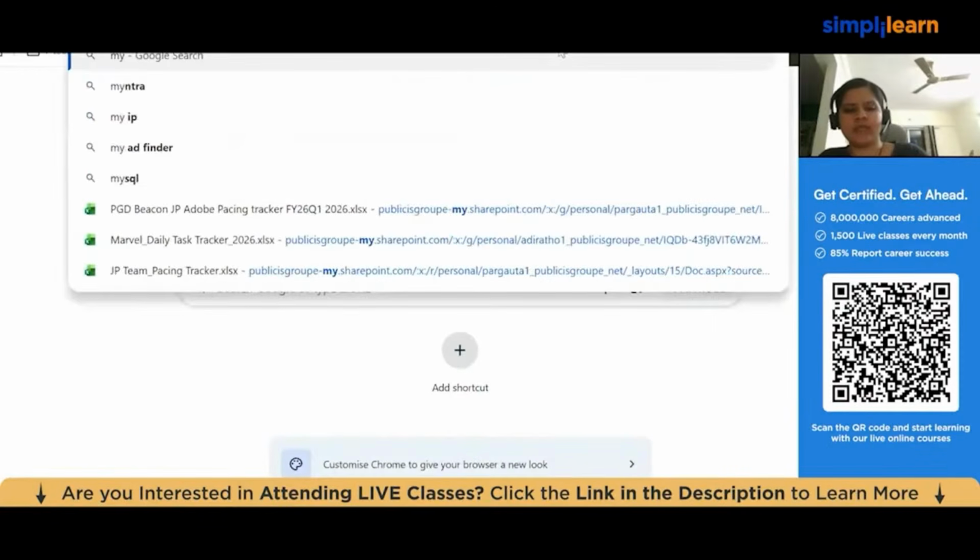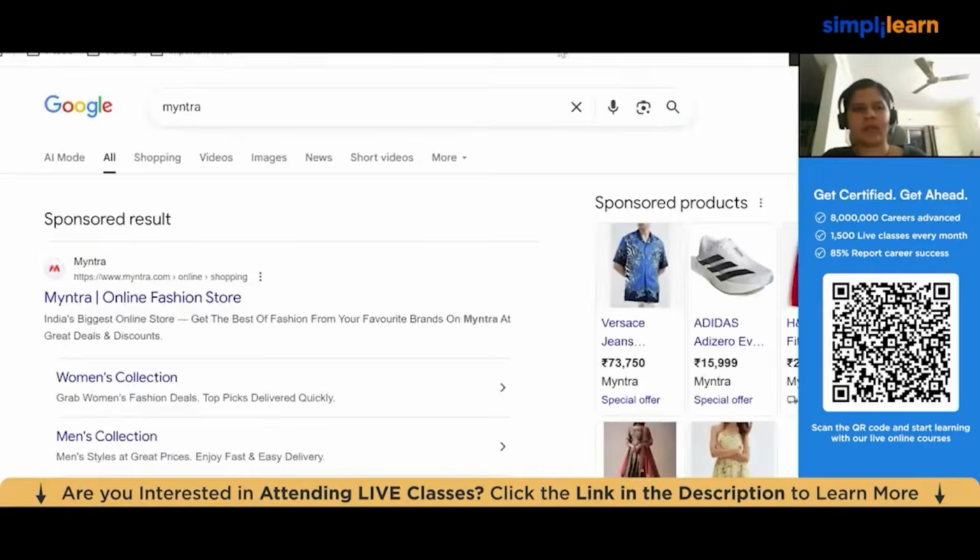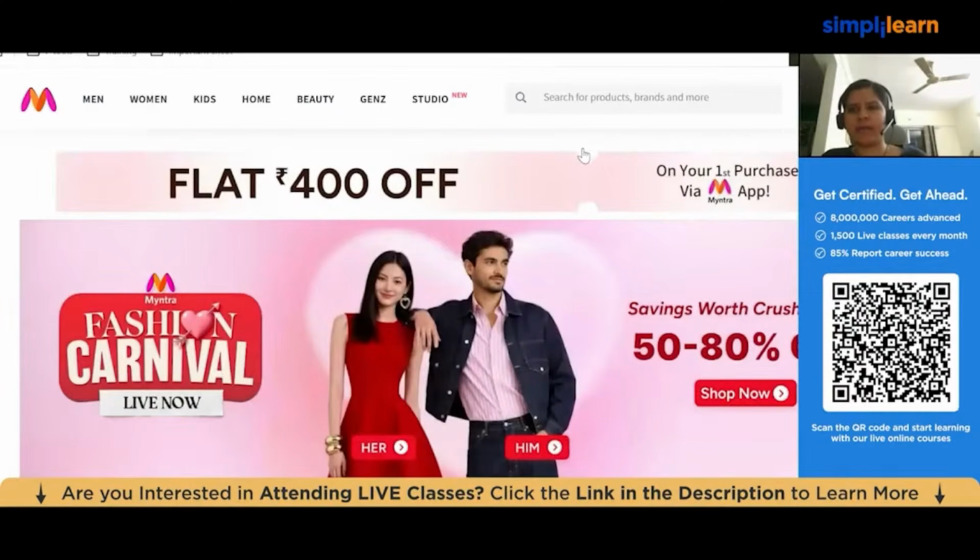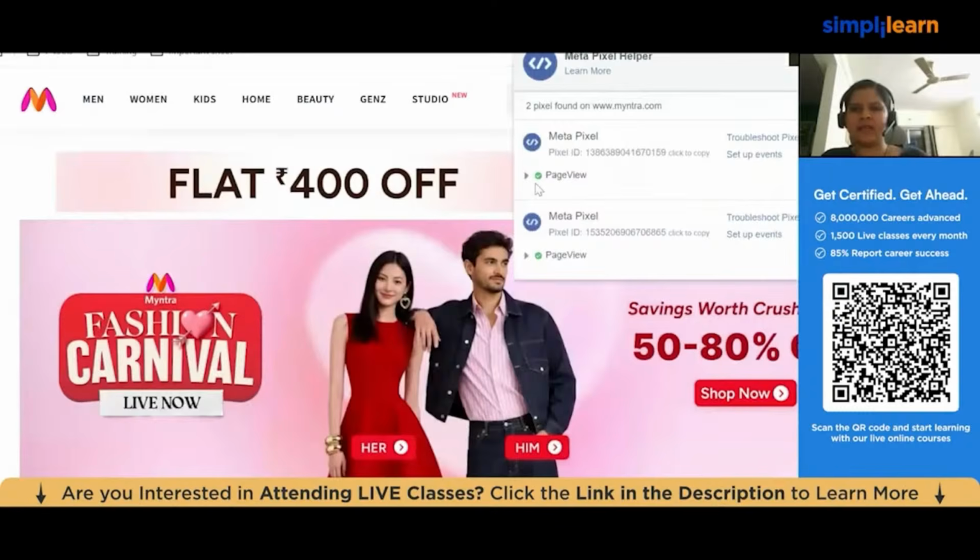Okay, so I'll take one brand name, which is called Myntra. I'll go to their website to see if their website has meta codes or not. Okay, can you see? With this Chrome extension, we can see yes, they have meta code added on their site. And by the way, they have two different codes because this ID is different.